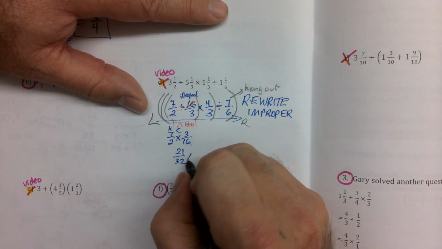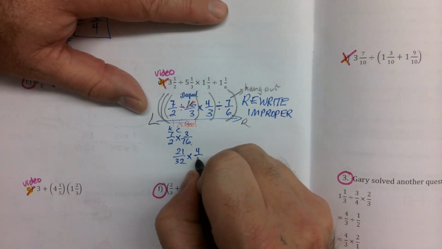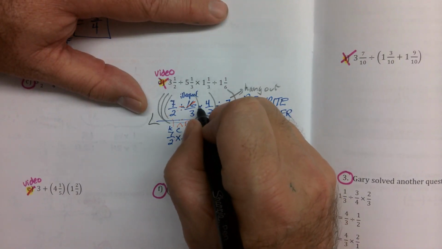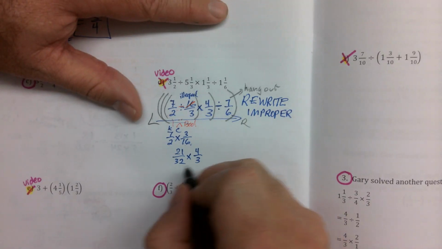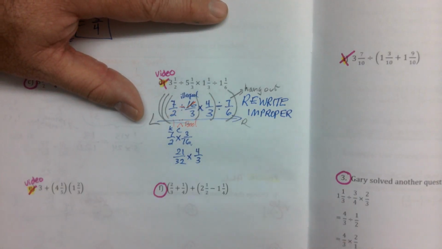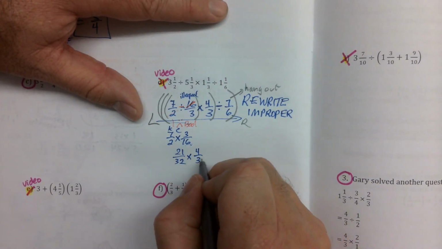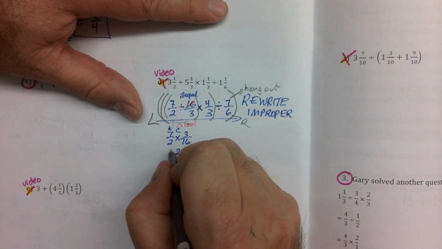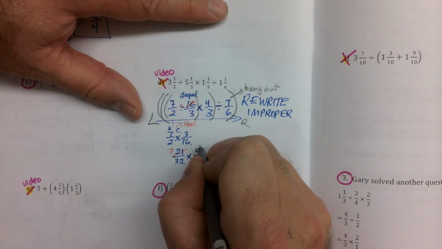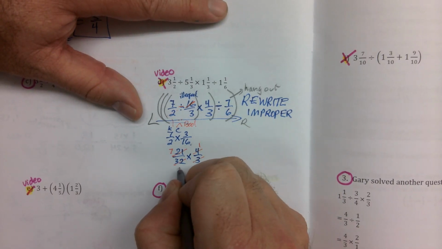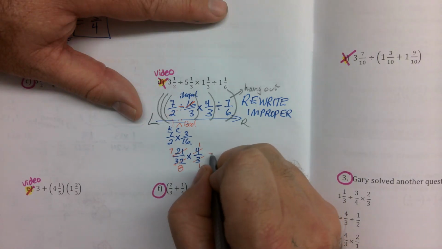32 times 4 over 3. There's no keep, change, flip because you're just already multiplying. So, wow, look at this. Happy times. 3 goes into 3 once. 3 goes into 21 7 times. 4 goes into 4 once. 4 goes into 32 8 times. Oh, I knew I'd be rewarded.